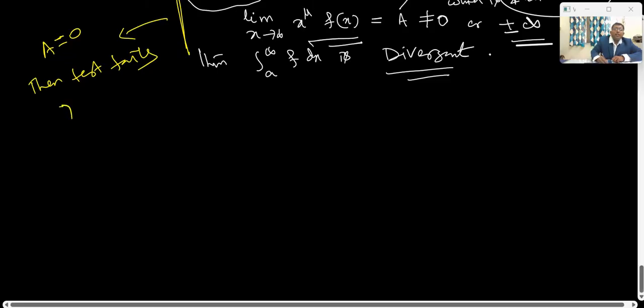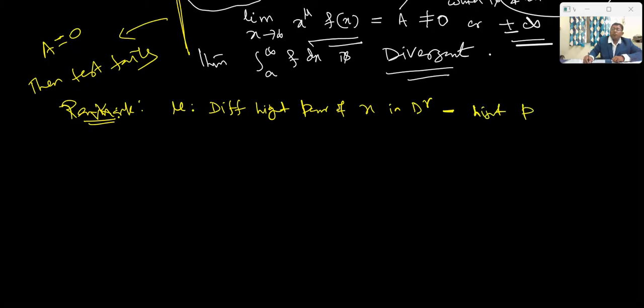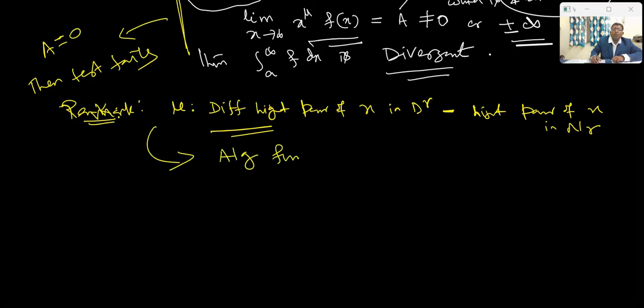Now remark how mu is taken. Mu is the difference of the highest power of x in the denominator minus the highest power of x in the numerator, right? Basically that means this test will work for algebraic functions. Basically we apply this test for algebraic functions.